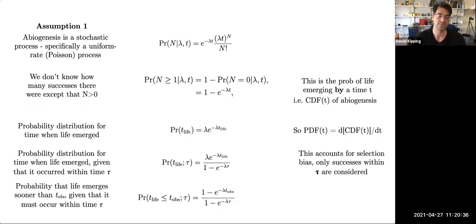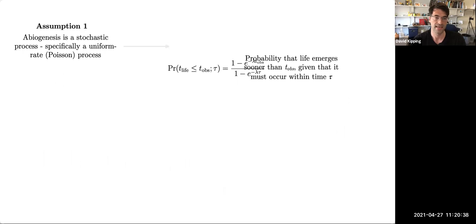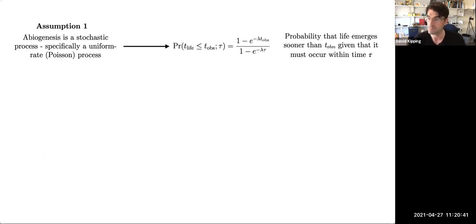And finally, you end up with this function, which is their likelihood function. So now they can make statistical progress. They can ask, what is the probability of getting t obs, the time at which life emerges in the geological record, as described by this function. And they're trying to figure out lambda. That's what they want to know, lambda, which is the rate of abiogenesis. And remember that tau is the selection effect. That's the mean time it takes to evolve something like us that can do statistics.